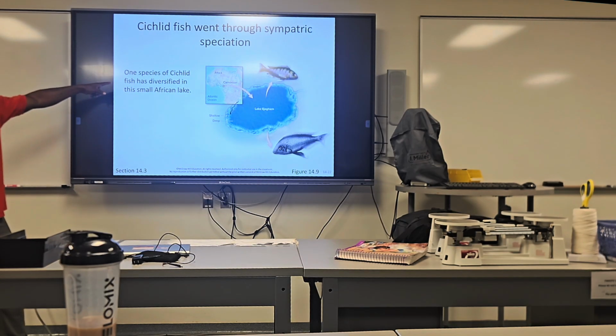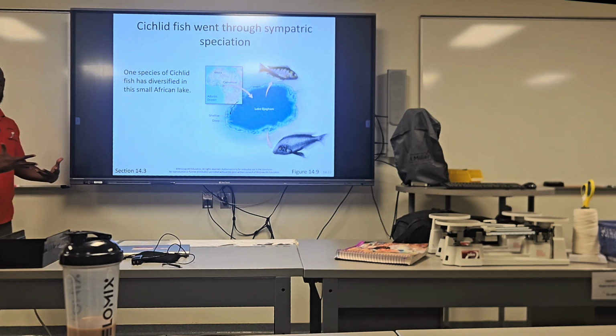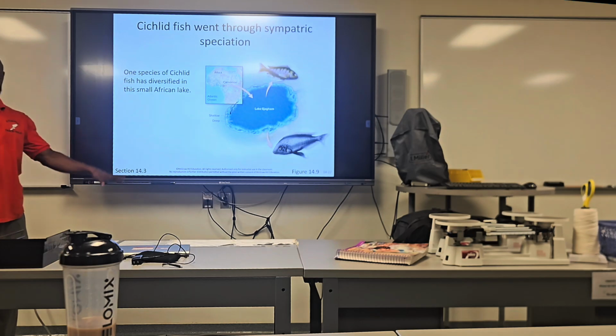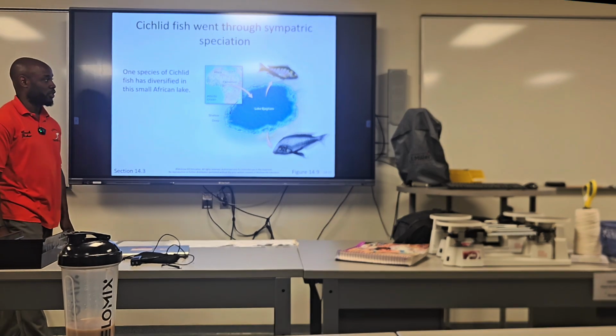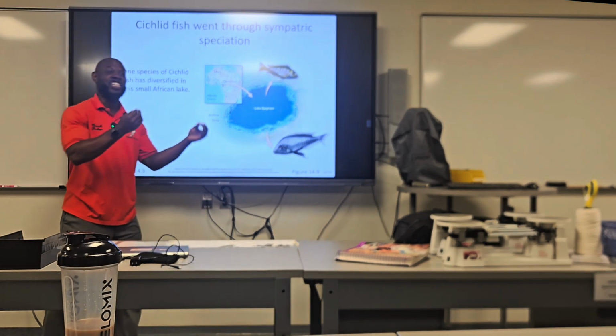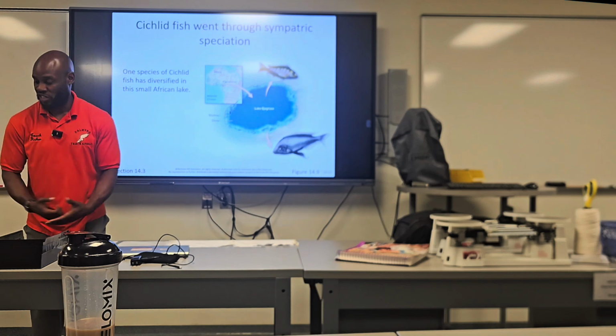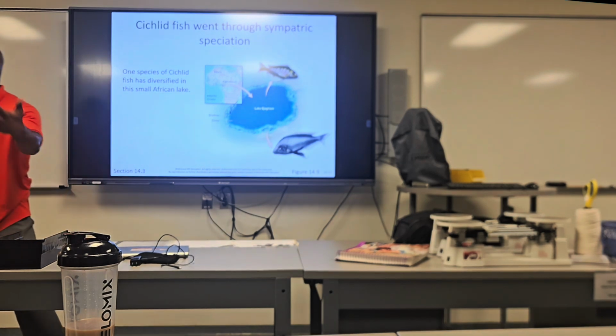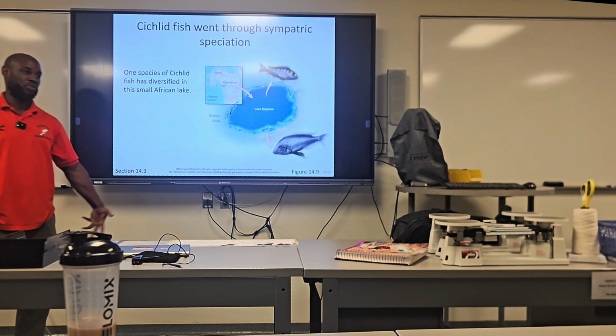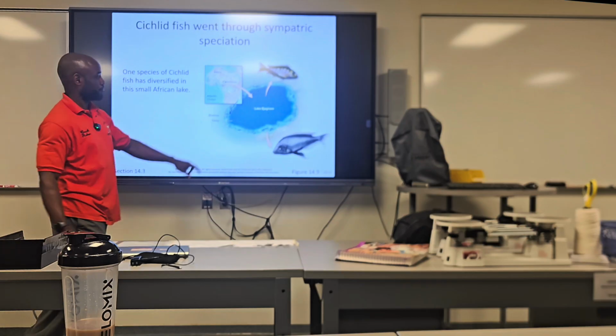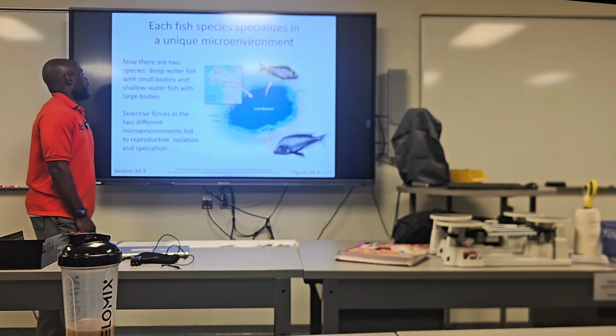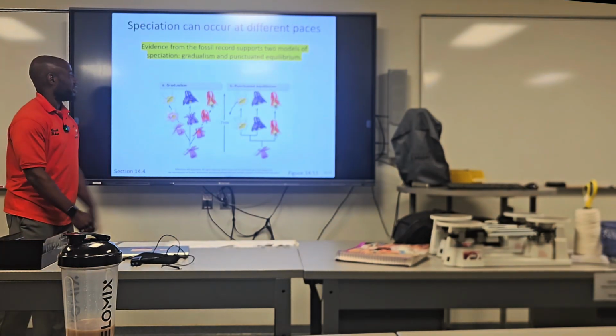In this case, the cichlid fish diversified in this small African lake. All these fish were living in this same lake, but over time they developed two different populations. Their DNA, their genotype, had some kind of mutation and evolved into two different species, even though they were in the same population. Okay? All right, so there's two species there.